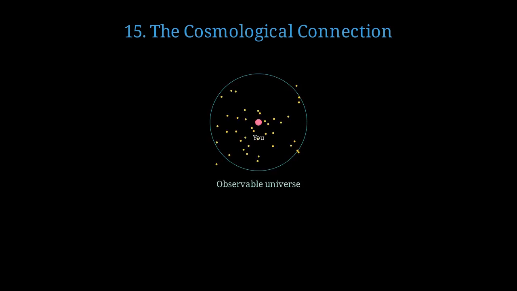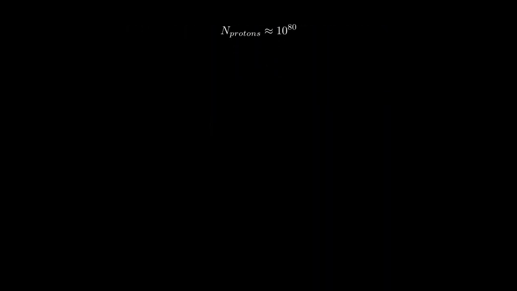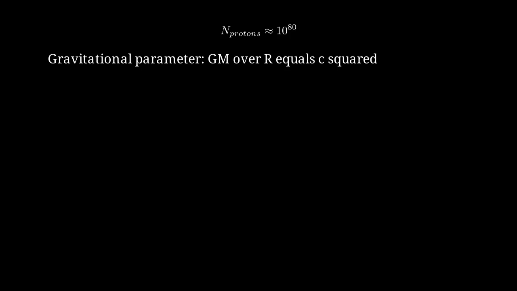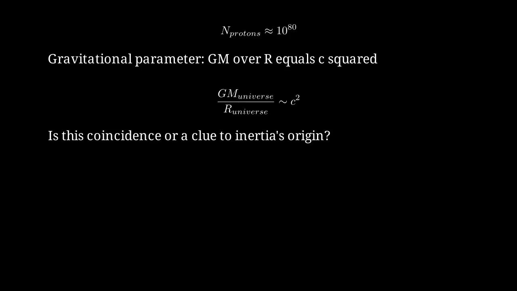Does the large-scale structure of the universe affect local inertia? The observable universe contains about 10 to the 80 protons. Could their collective influence create your local inertia? The number of protons in the observable universe is approximately 10 to the 80th power. Interestingly, the gravitational parameter GM/R for the universe is roughly c². This remarkable coincidence might hint at a deep connection between inertia and cosmic structure. Is this just coincidence, or a profound clue about where inertia comes from?